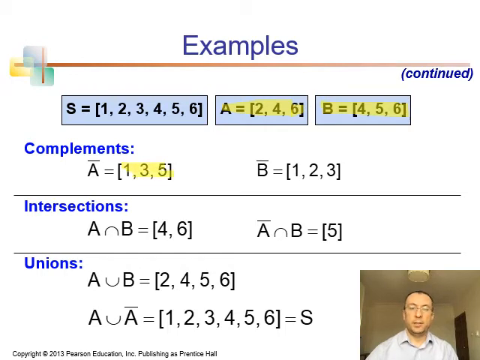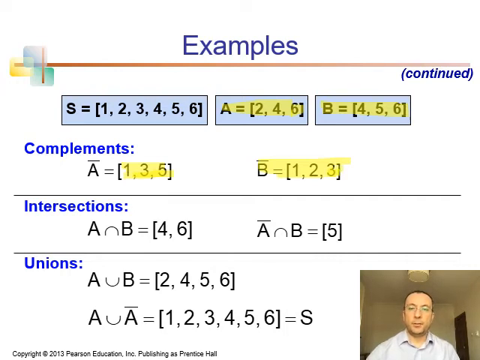See, they have nothing in common between A complement and A. There's nothing in common. And the same thing is with B. Now B is 4, 5, 6. So what that means is B complement will be 1, 2, 3. So they have nothing in common with B.